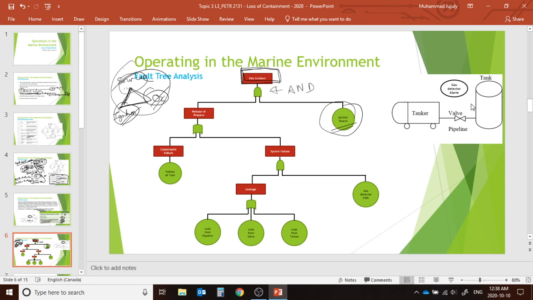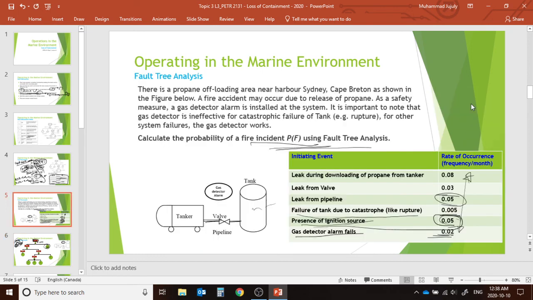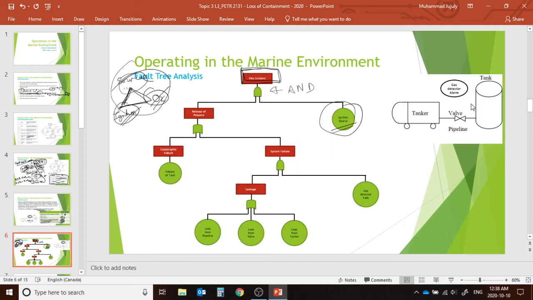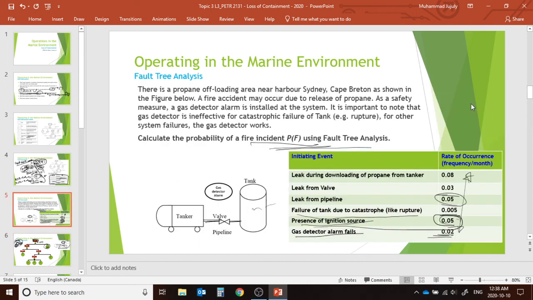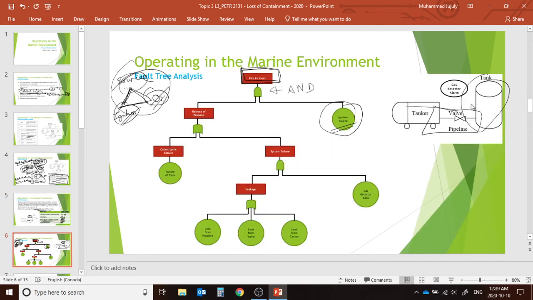Now, release of the propane: how could the propane release from this system? The system picture is over here already. So how could there be a release? There could be a catastrophic failure of the tank, or there could be a system failure from the pipings, right? The catastrophic failure value is also given, the failure of the tank, which is 0.005. And there is also a system failure. So this would be this or this.